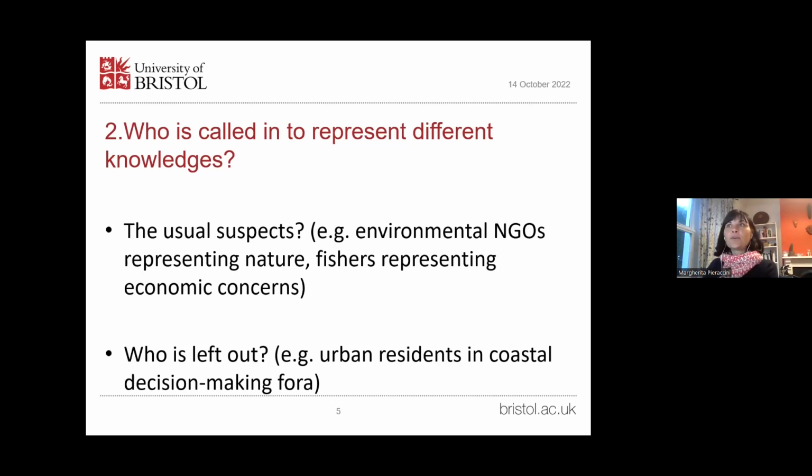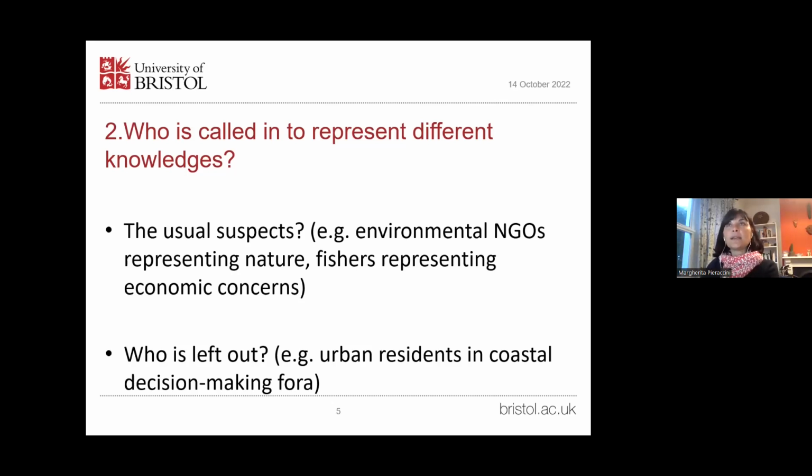Similarly, one could argue, well, should fishers represent the economic concerns when we're talking about, let's say, a marine protected area designation, or should others do it? Could environmental NGOs also have a say in relation to the economic concerns, or should fishers also have a say in relation to the ecological knowledges and concerns? And I think this is relevant, because it depends on how you frame interests and how you frame knowledges, and who can represent those knowledges at the decision-making table.